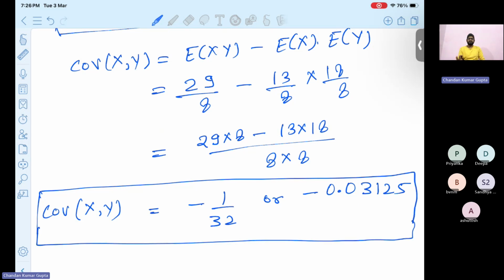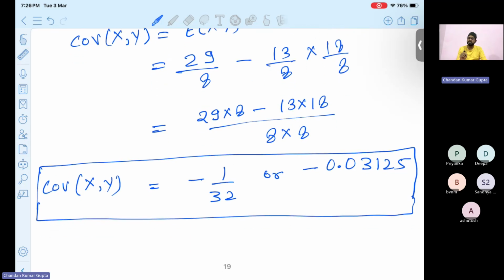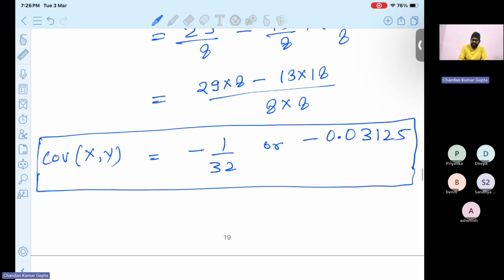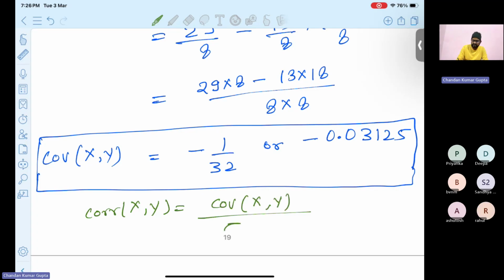Now if you observe, you may find the covariance comes out to be negative. And you already know that the correlation between the random variables x and y is nothing but the covariance of xy divided by sigma x, sigma y. Since sigma x and sigma y are always greater than 0, the sign of the correlation depends directly on the sign of the covariance.